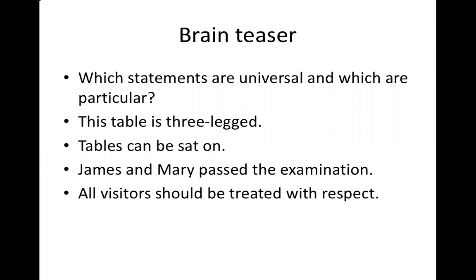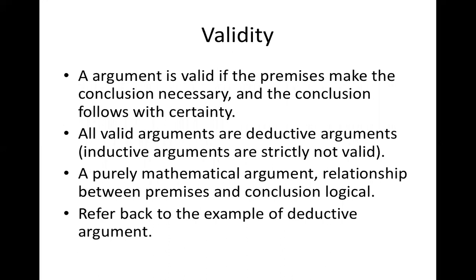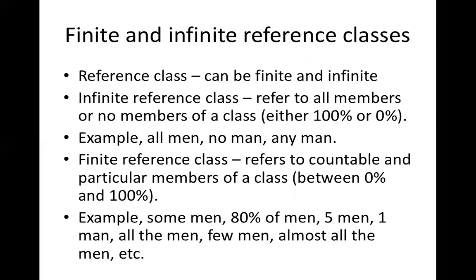Let's move ahead since we don't have much time. So let's look at the issue of validity. What is validity? An argument is valid if the premises make the conclusion necessary and the conclusion follows with certainty. Look at it again. An argument is valid if the premises make the conclusion necessary. Let's go back and see what it means.